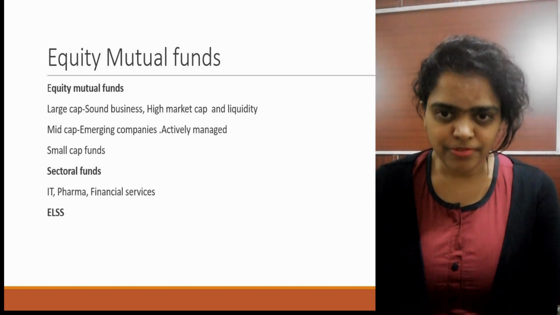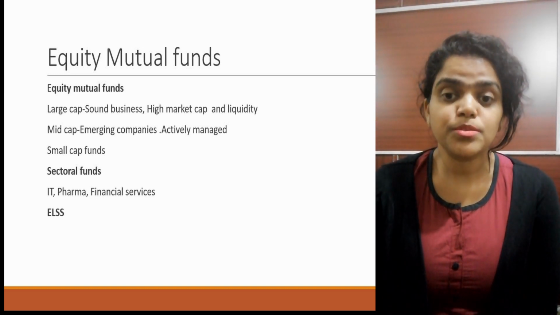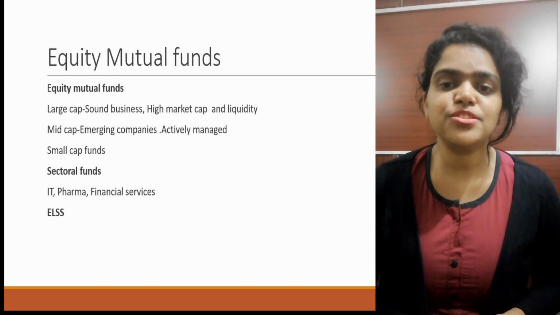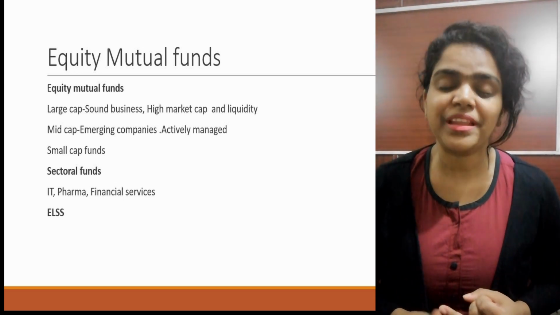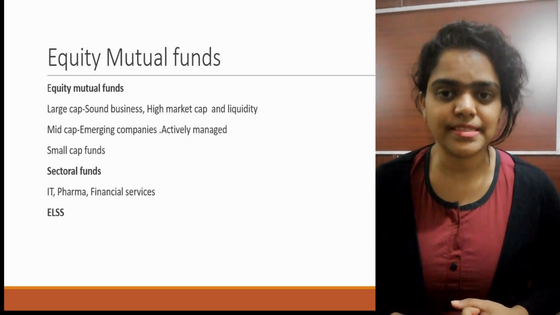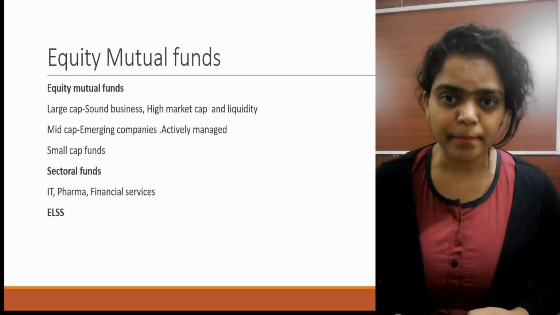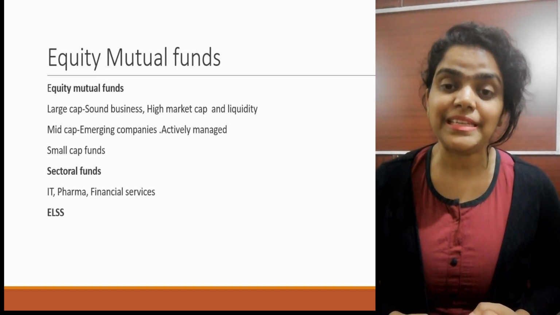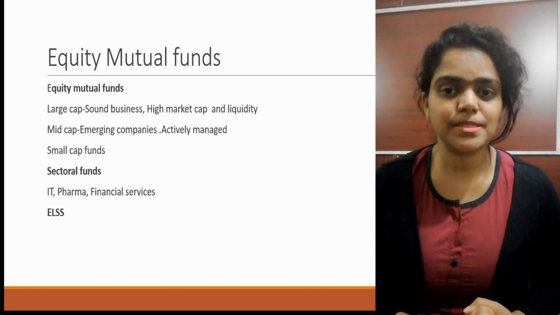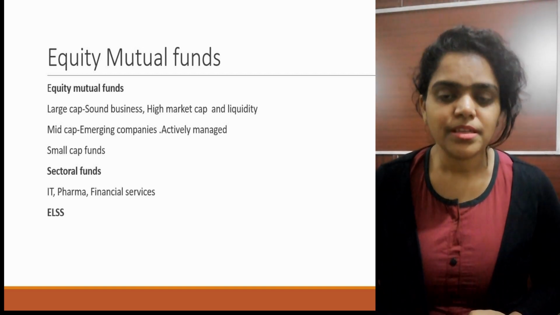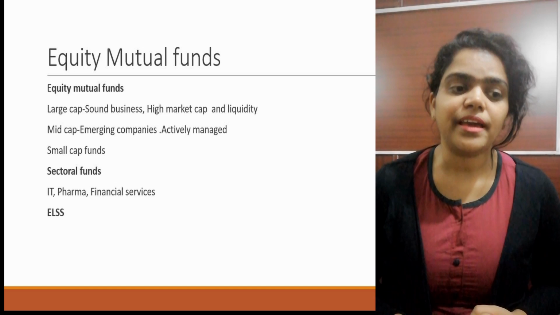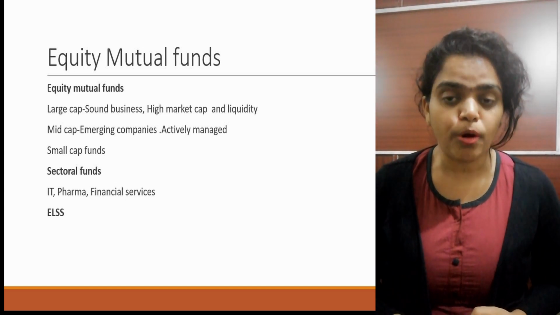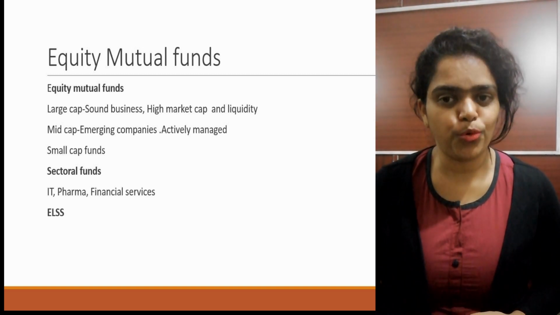In equity mutual fund, the manager distributes the investment in shares across the company based on market capitalization, different sectors, ELSS. Under market capitalization, you have categories: large cap funds, mid cap funds, small cap funds. Large cap funds are larger companies like HDFC, TCS with market capitalization of 20,000 crore and more.